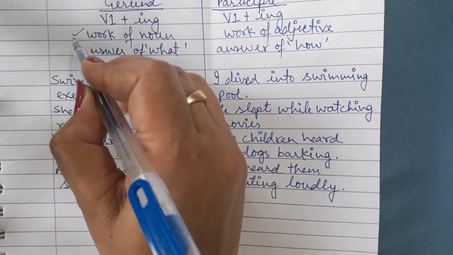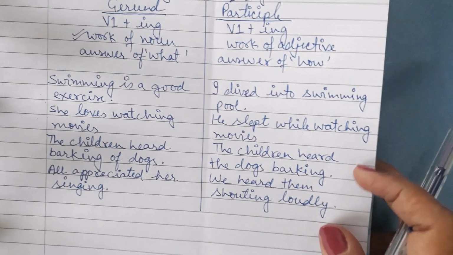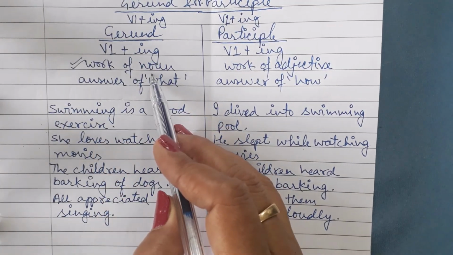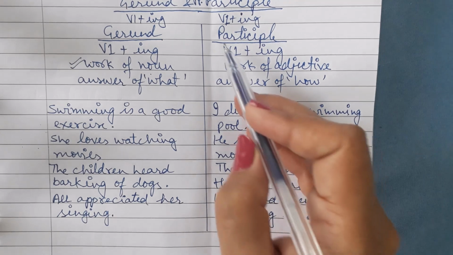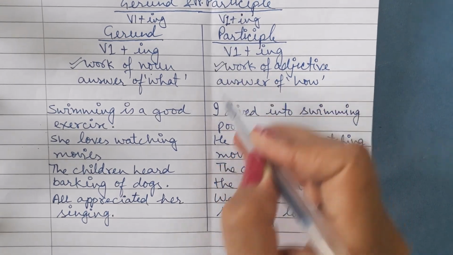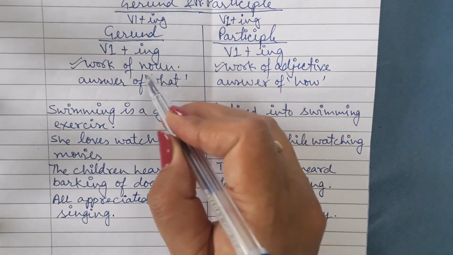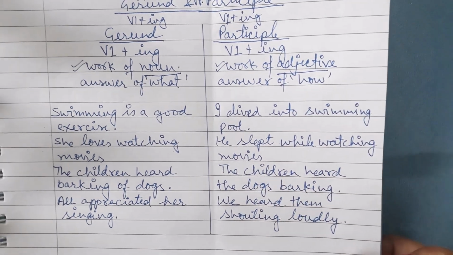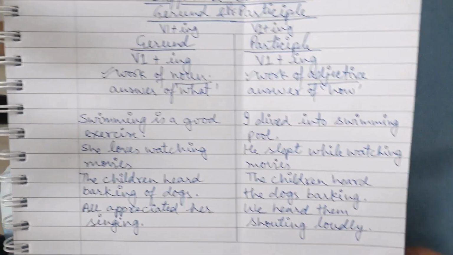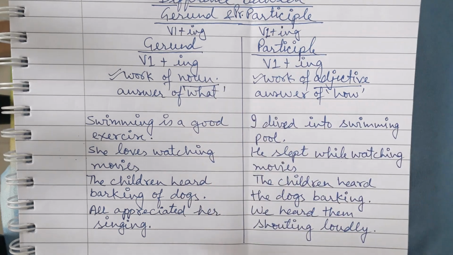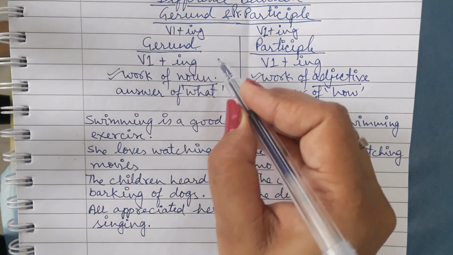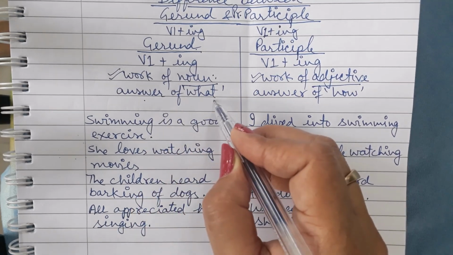Very basic difference is gerund does the work of noun. Participle does the work of adjective. If you are clear about what is noun and what is adjective, you will definitely identify gerund and participle. I would tell you, gerund being noun is the answer of what?